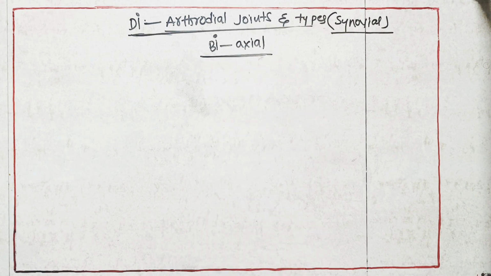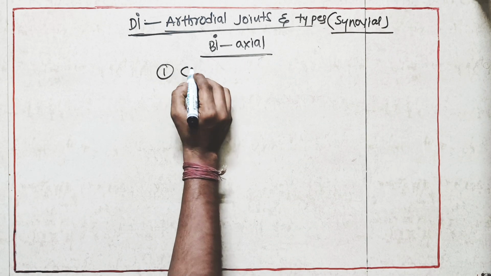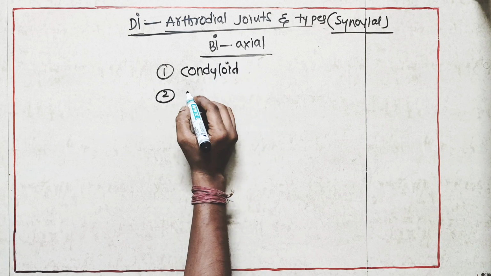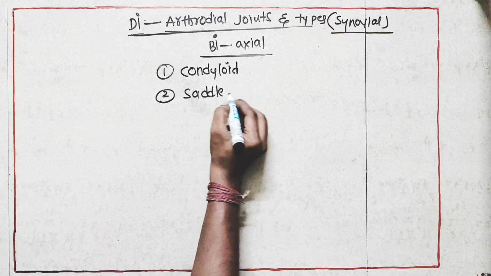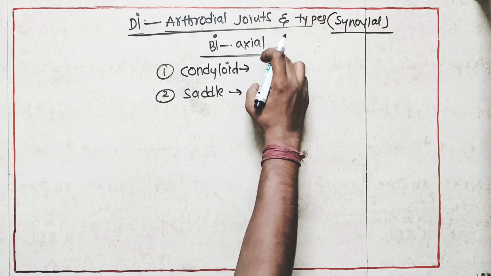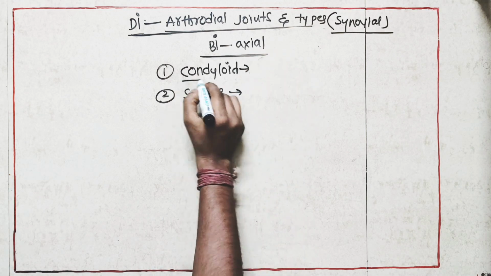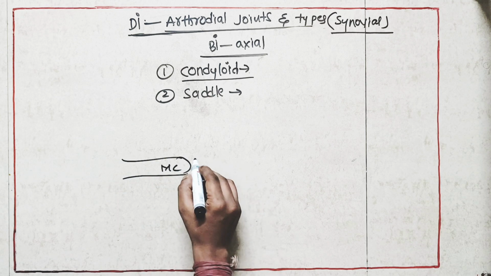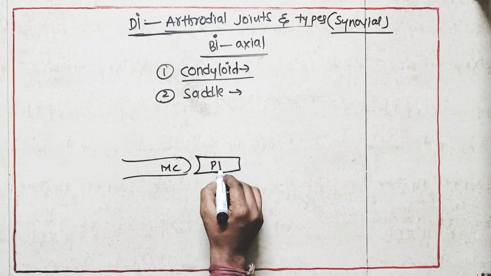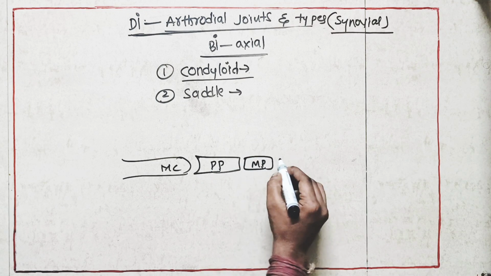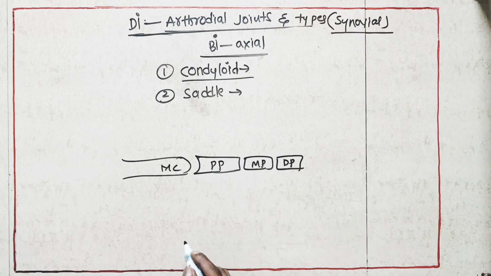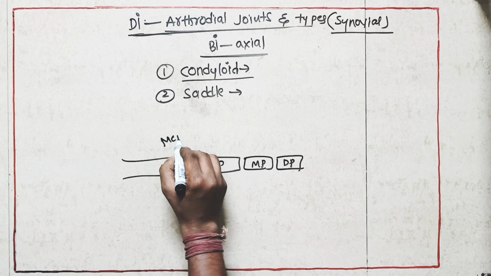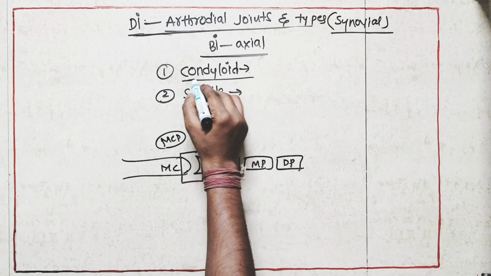Biaxial joints. In our human body, we have two types of biaxial joints: first the condyloid variety, and second the saddle variety. Take the condyloid joint: this is the metacarpal, this is the proximal phalanx, this is the middle phalanx, and this is the distal phalanx. The joint between the metacarpal and proximal phalanx, the metacarpophalangeal or MCP joint, is the condyloid type of joint.